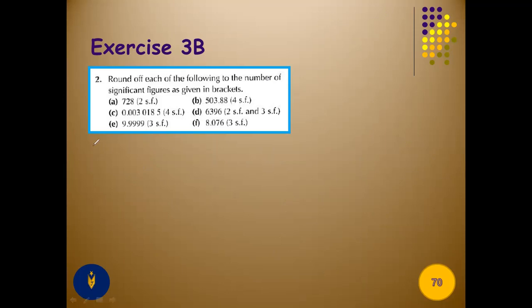Okay, so here it's part D also done. No, part D is not done. Part D: 6396. So if you see over here, it's a whole number, non-zero digits. So non-zero digits are all significant. So we have to round off to two significant figures and three significant figures.